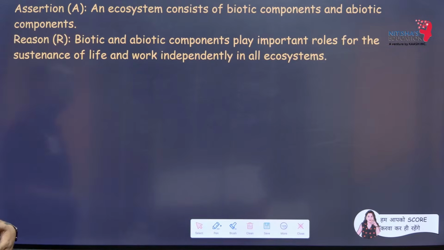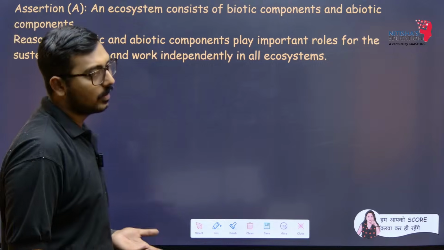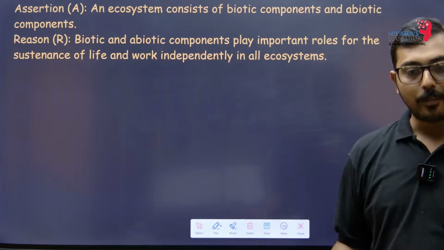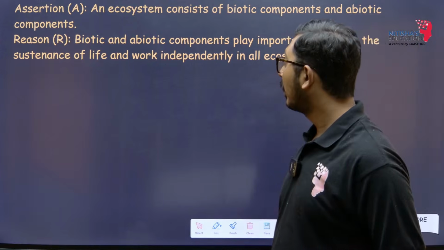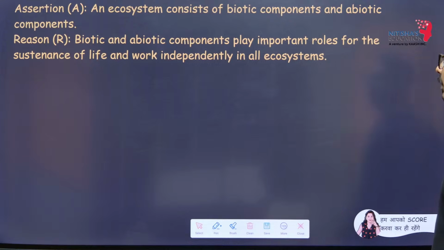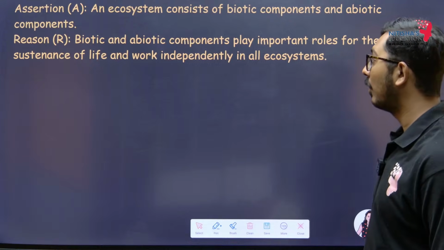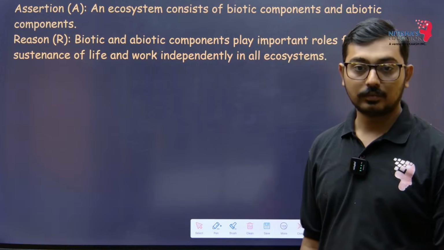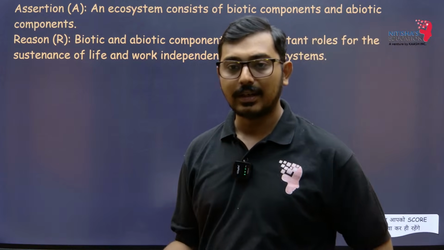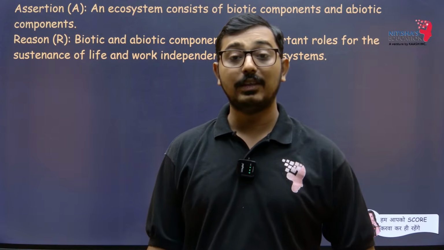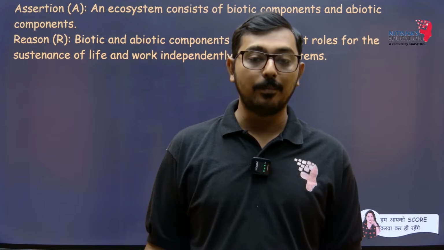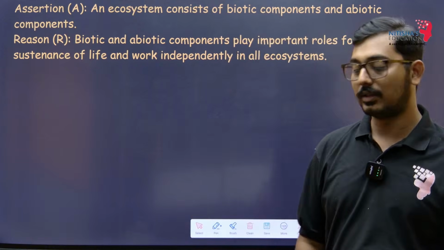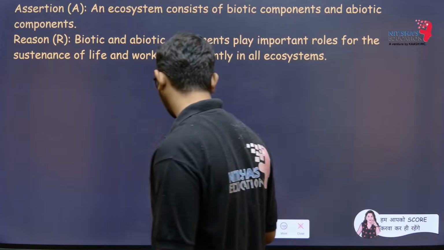Next, an ecosystem consists of biotic components and abiotic components. It is also quite obvious. With biotic and abiotic combinations, you can have an ecosystem. Biotic and abiotic components play important roles for the sustenance of life and work independently in all ecosystems. So that is also correct. They work independently, and with the balancing of biotic and abiotic components, we can have a sustainable ecosystem. Okay, so both assertion and reason are correct.